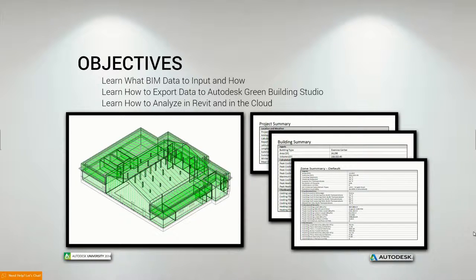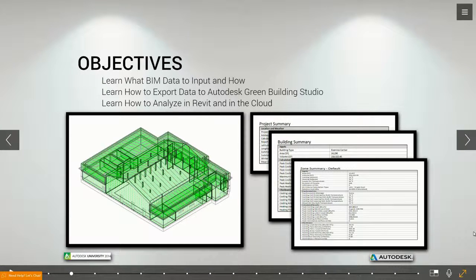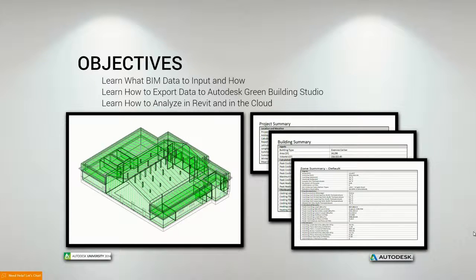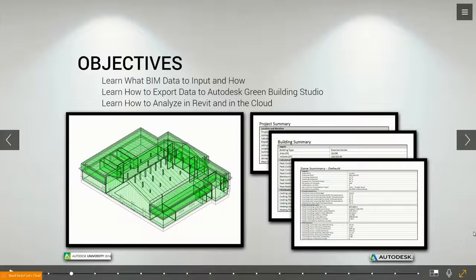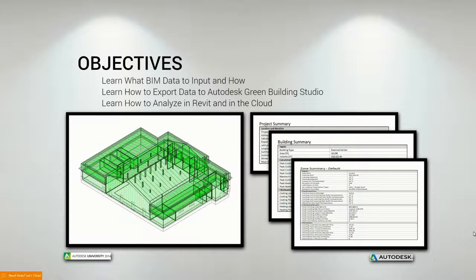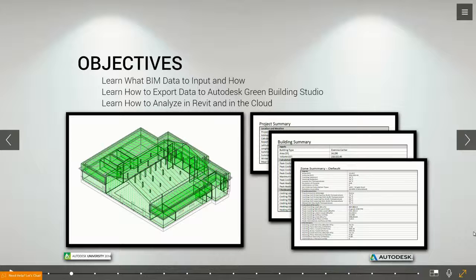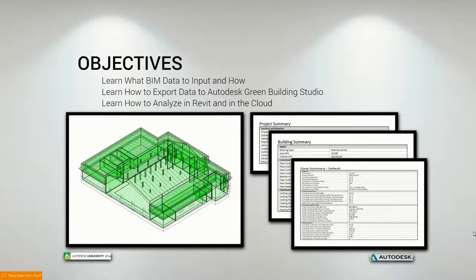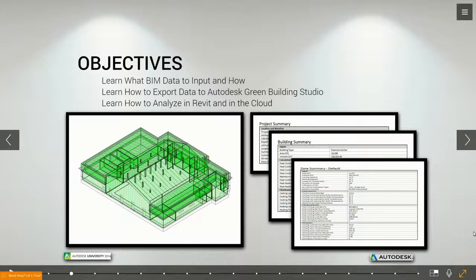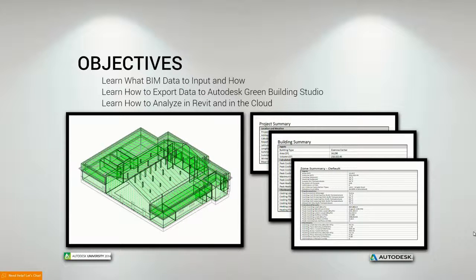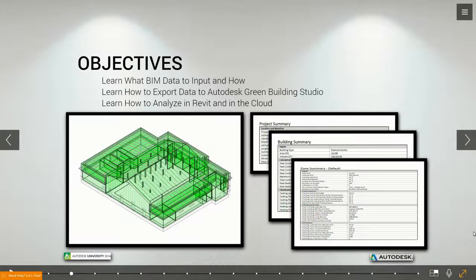Here are some of the objectives that we're going to learn today. We're going to learn, like Zan said, about what kind of data we put inside our model. There are a lot of different types of data that we can input, a lot of different ways that we can input that data, and a lot of ways that we can extract that data from our model around energy analysis, and Zan will show you. When we talk about exporting, there are a lot of different ways we can export it. We can export an HTML file to further investigate energy consumption, or we can take it out to Green Building Studio, where we don't have to model and we can make choices through a series of pull-downs. And then finally, we're going to learn how to analyze in Revit and also inside the cloud.